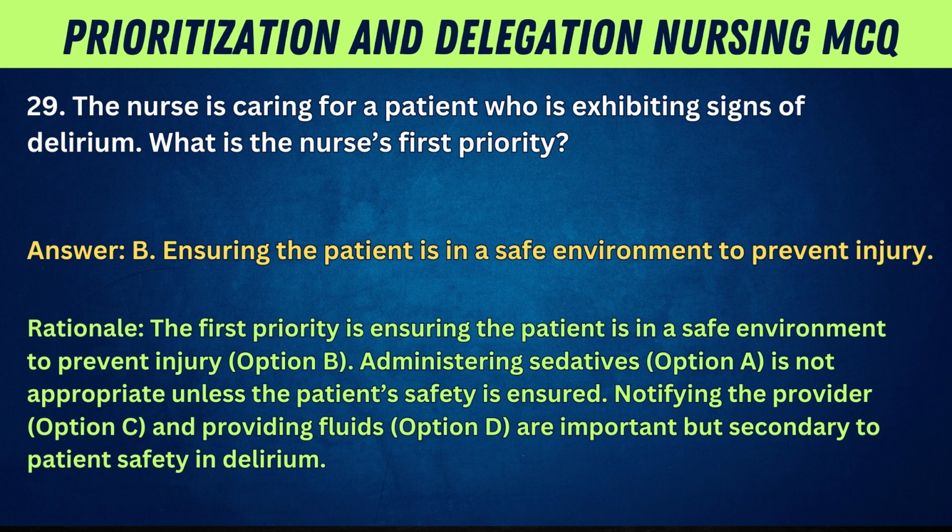Administering sedatives, option A, is not appropriate unless the patient's safety is ensured. Notifying the provider, option C, and providing fluids, option D, are important but secondary to patient safety in delirium.